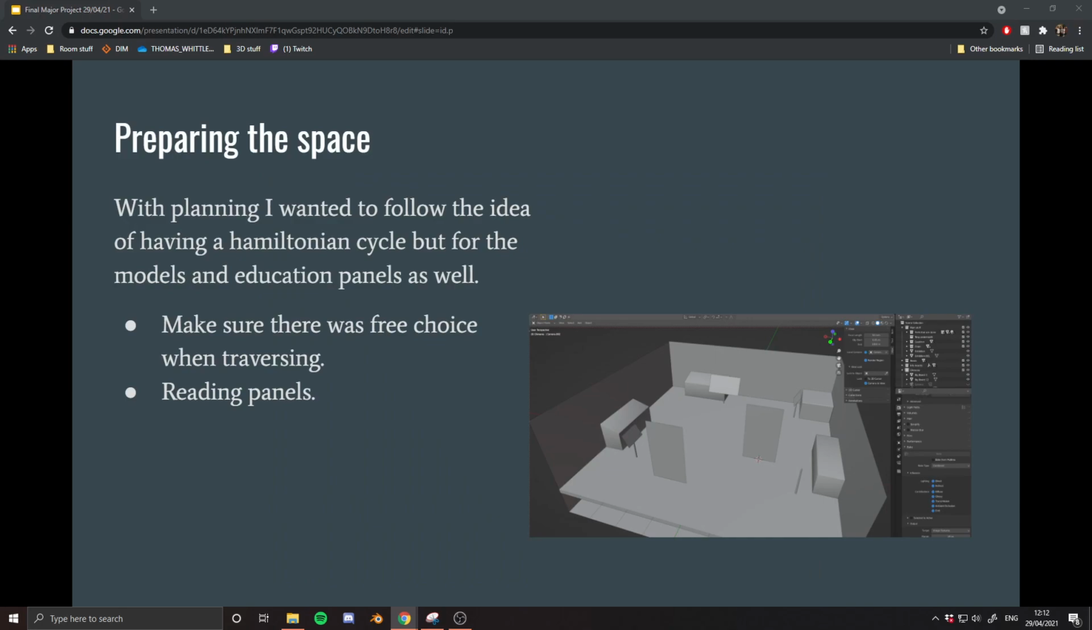So, preparing the space. With planning, I wanted to follow the idea of having this Hamiltonian cycle, but for the models and educational panels as well. Instead of using it for different rooms, traversing through rooms, I'll use it for the models and how it's going to be easier to get through A through B or A through D or whatever it is. And how it's going to be beneficial to have this sort of free choice when traversing, and how I can incorporate the reading panels into that theory.